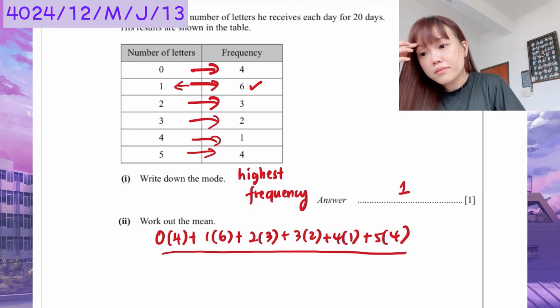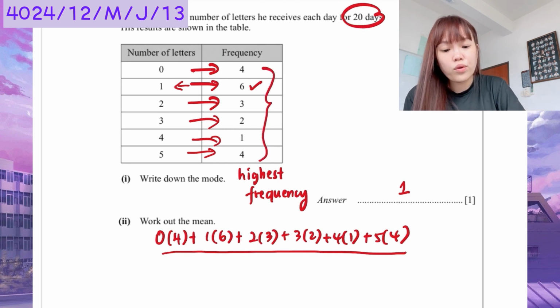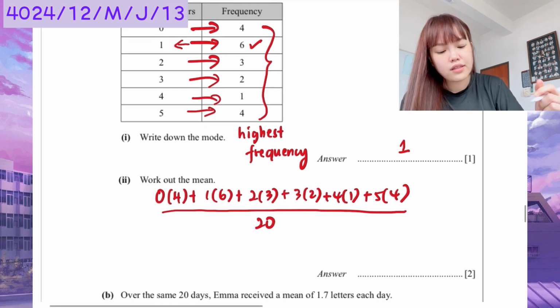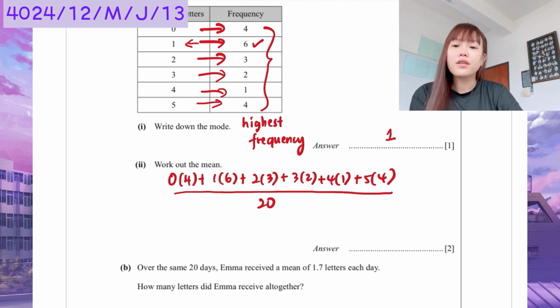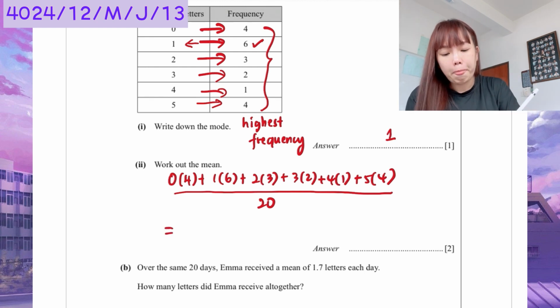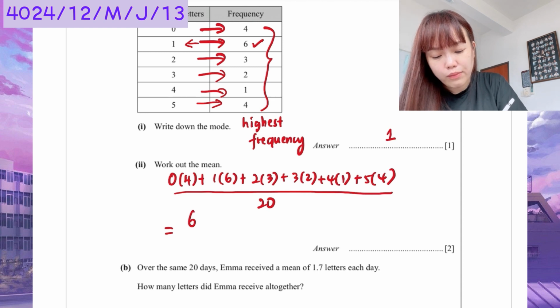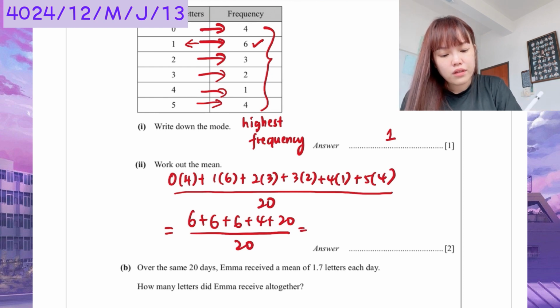Total here is 20. Because of the total frequency, if you plus everything here it is also 20, but the question already said so you don't need to plus. If you want to double confirm, then you plus everything here, it is 20. After that we times everything and divide by 20. This is your mean. So 0 times 4 is 0, 6, plus 2 times 3, 6, plus 3 times 2, 6, plus 4, plus 20, divided by 20.